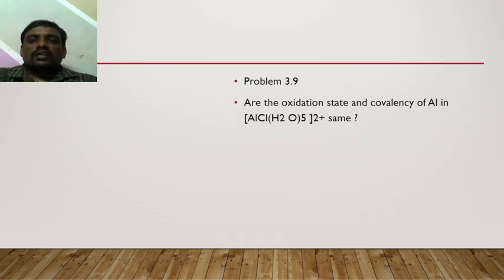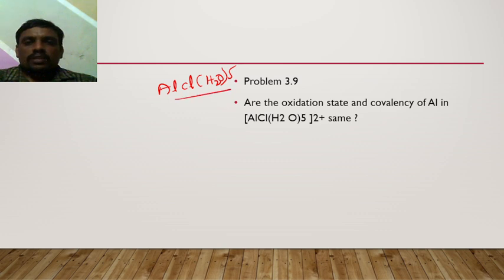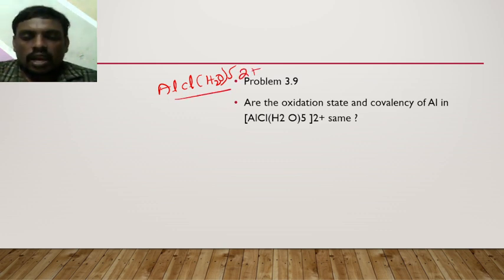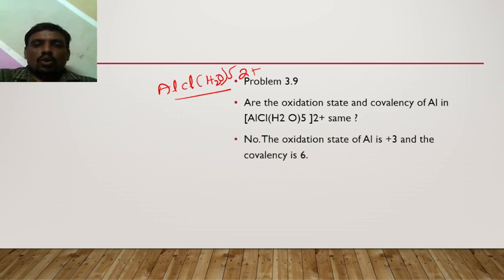Problem number 3: oxidation state and covalency of aluminum in aluminium chloride, a compound given here. What will be the answer for that? The oxidation state of aluminum is +3, and the covalency is approximately equal to 6.